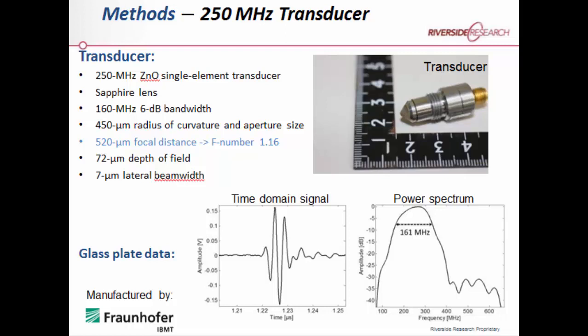But again, for the acoustic microscopy application, it is not a big problem. And it's very broadband. And as Daniel mentioned, it's very useful for signal processing. And it's very focused with an F number a little bit below 1.2, and that creates a 72 micron depth of field, and the lateral beam width is 7 micron, which is ultimately the resolution of the final images.